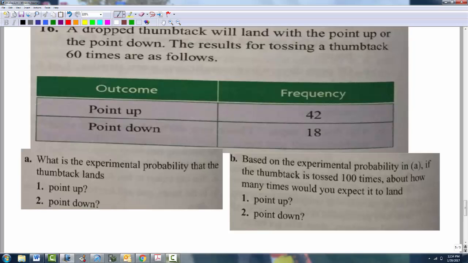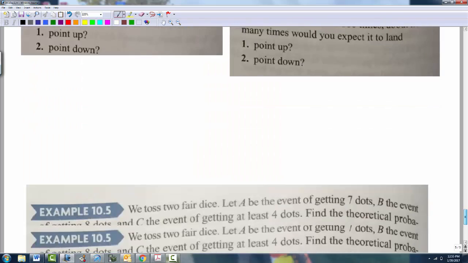All right, so what's the probability it's pointed up? 42 out of, come on, class. Oh my gosh, I'm going to kick a table. 42 out of 60. And then you reduce. Pointing down, 18 out of 60. But then, based off the experiment, what if you did it 100 times? What do you set up? It starts with a P and ends with proportion. Proportion, because I don't have the time for you not answering questions. It's easy. This is grade school math.